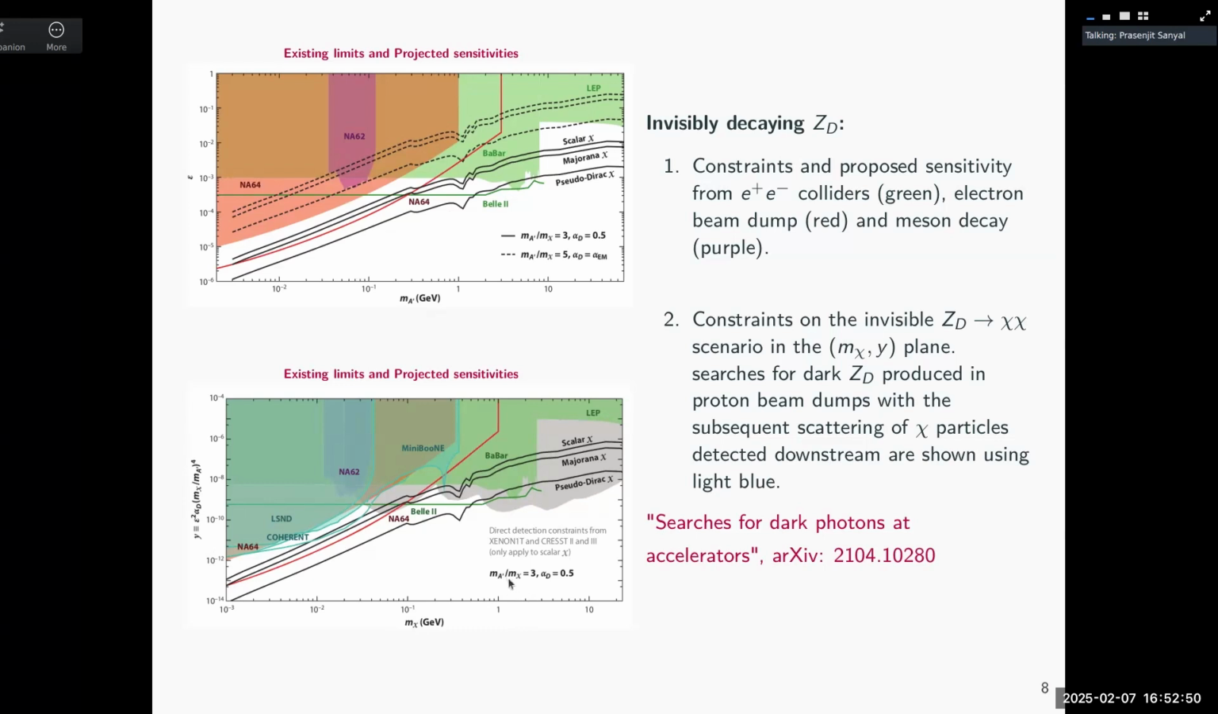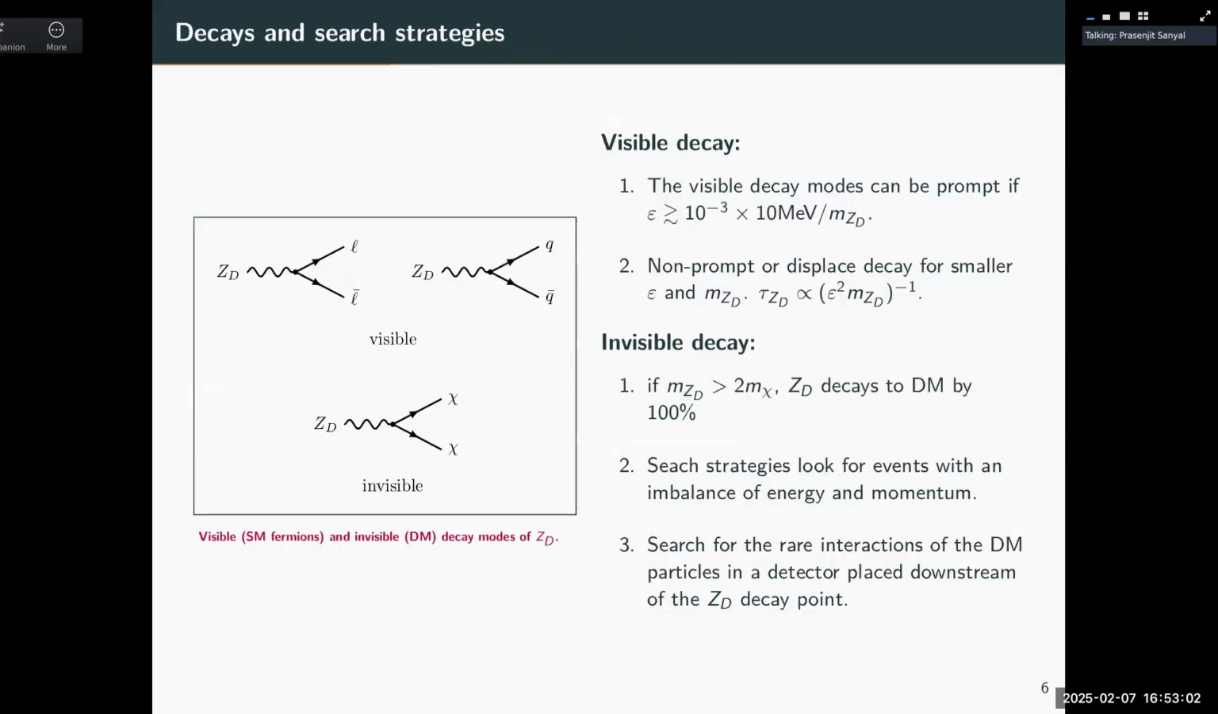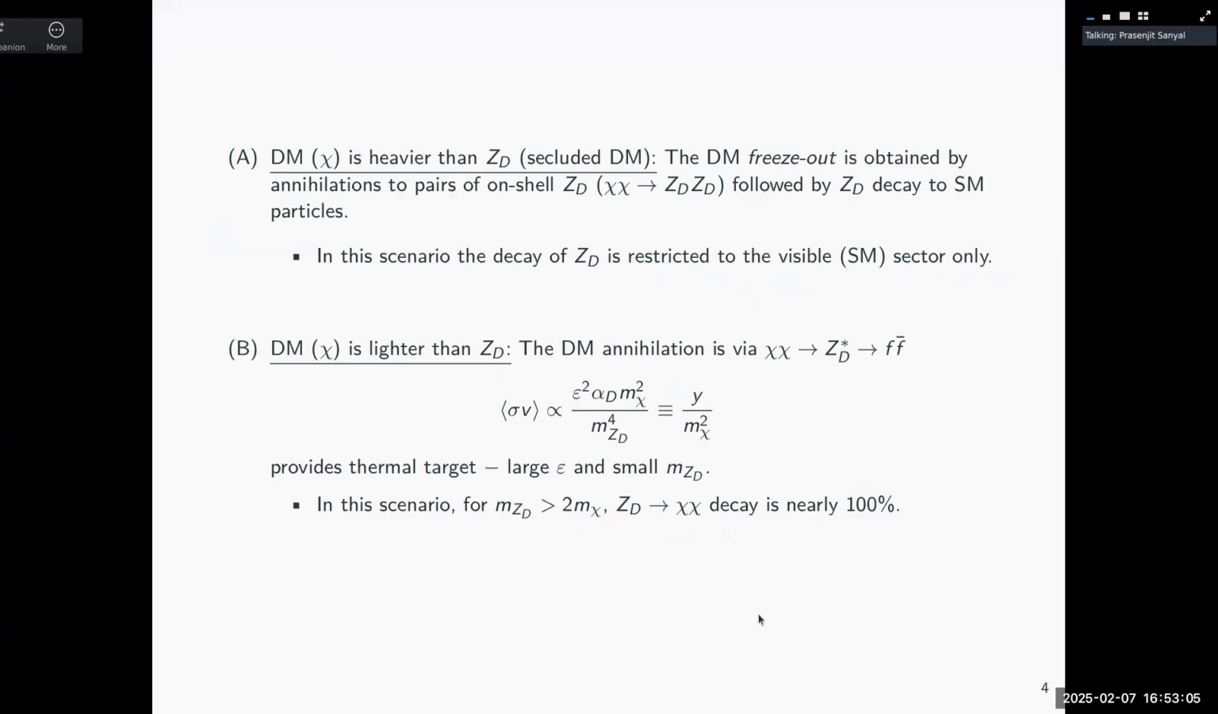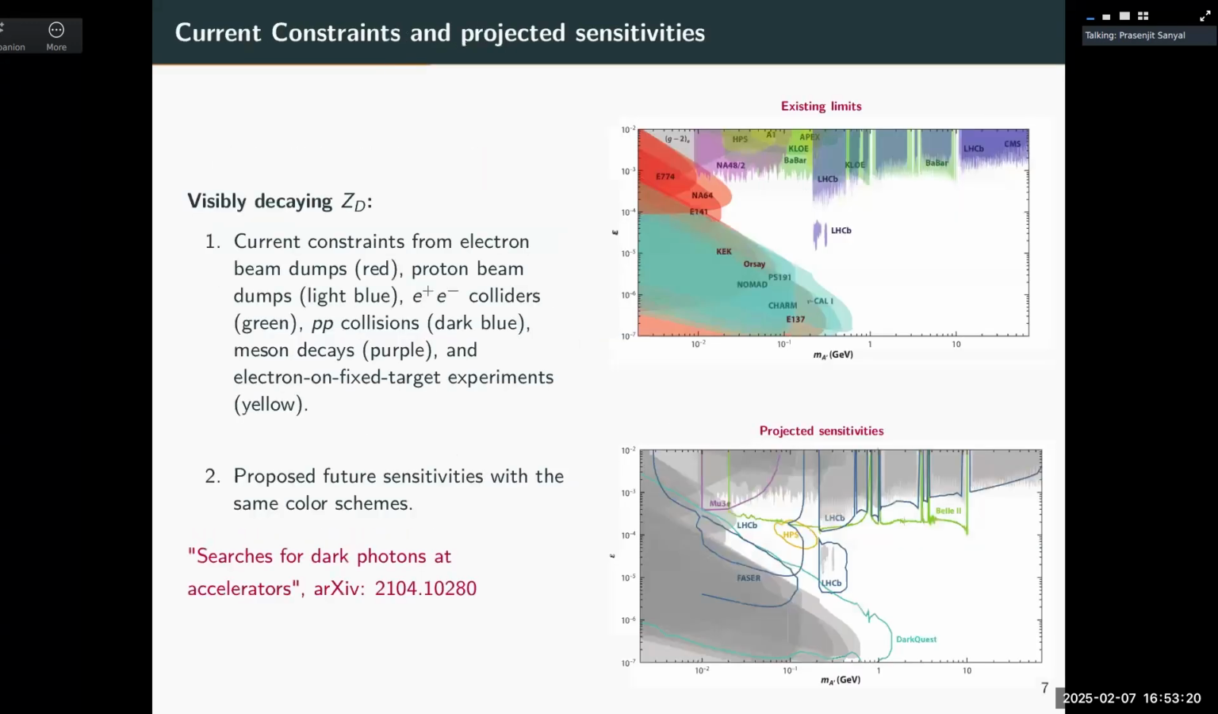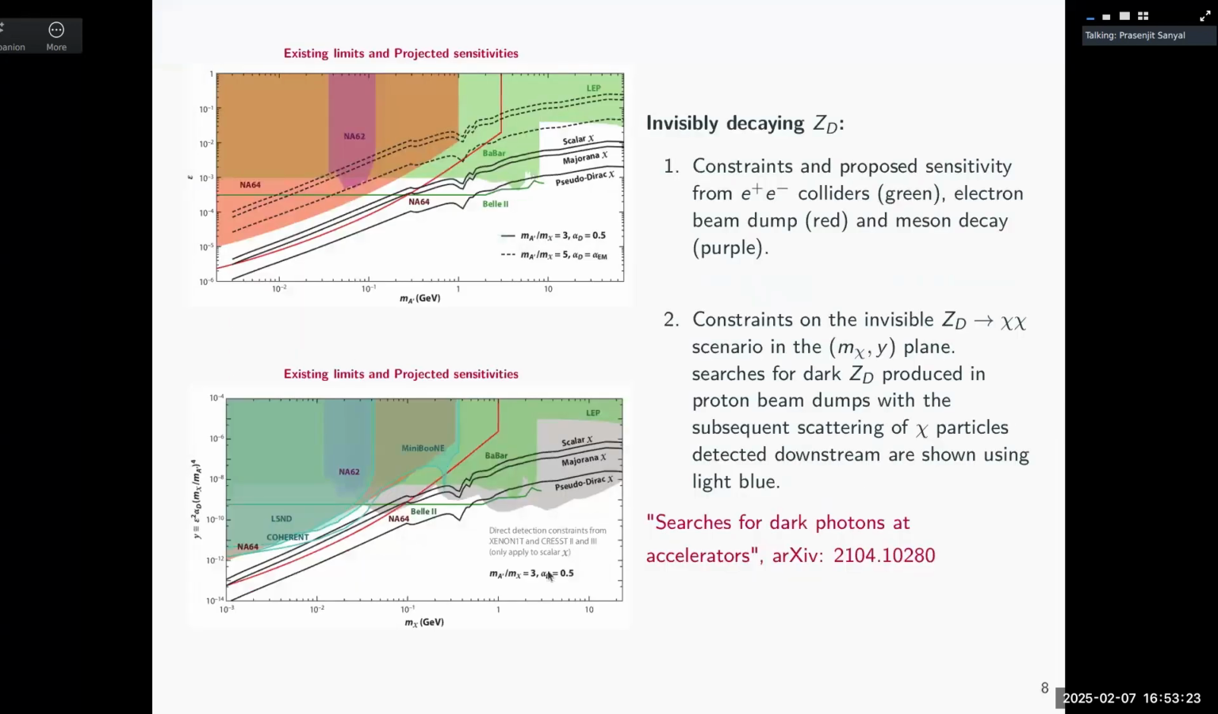The dark photon mass to dark matter mass ratio is taken to be 3. The smaller the dark photon mass is, the larger the thermal cross section. If you see this scattering cross section, annihilation cross section, then when the dark Z mass or the dark photon mass is smaller, sigma V increases. So I have taken a pessimistic scenario where the ratio is 3, almost close to the resonance.